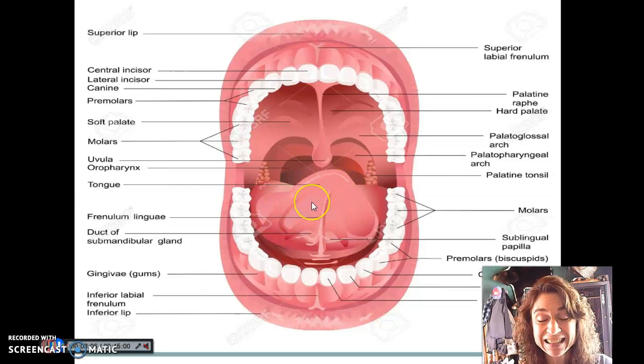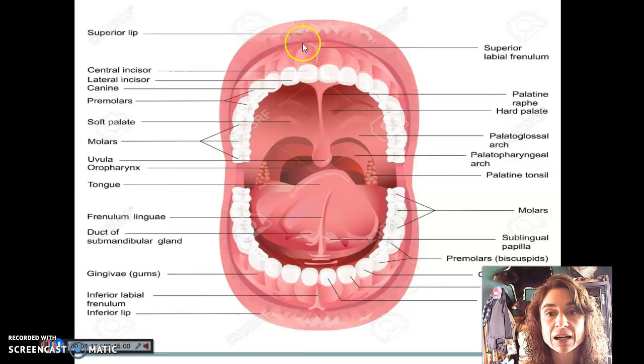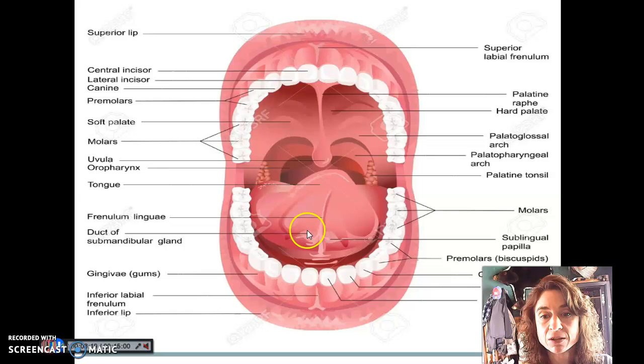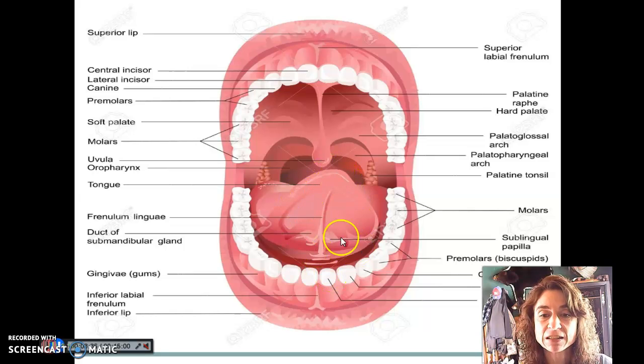Then we have the tongue. The tongue is a muscle we're going to talk about. The gums. The medical term is gingiva for the gums. Now these three little structures here, here, and here are all called frenulums. This is the superior frenulum. It attaches your upper lip to your gum line. This is the inferior frenulum, which attaches your lower lip to the gum line. And this is the lingual frenulum. This attaches the underside of the tongue to the floor of your mouth, and it prevents your tongue from going too far backwards.